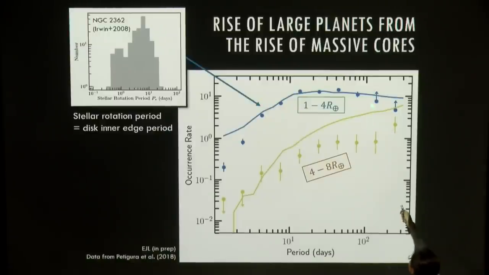So I'll be honest, it's not a great quantitative agreement here, and there still needs to be more work done. In particular, you also need to take into account the time scale at which you're going to undergo the giant impact, which will increase as you go farther out. However, the point here is that you can reproduce this general rise of the number of planets just because you can more easily create these massive cores farther out from the star.